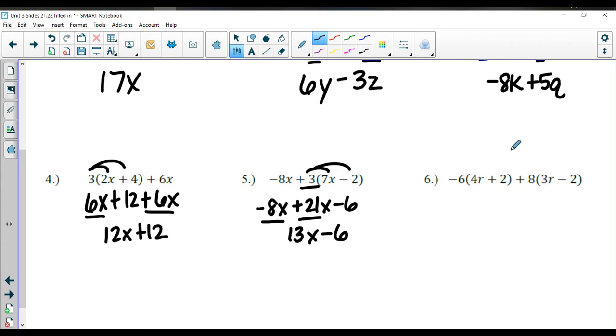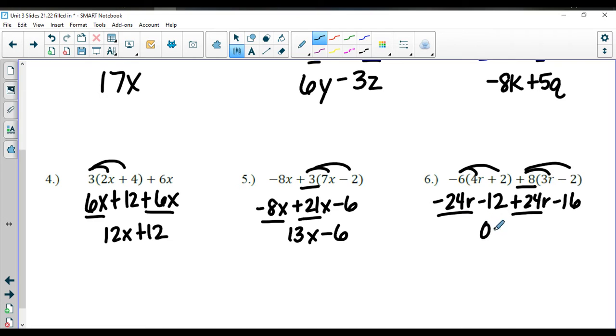minus 6. In the last example, we're going to distribute the negative 6 first, which will give us negative 24r minus 12. Then we'll distribute the positive 8, which will give us plus 24r minus 16. So we're going to combine the r's together, which will give us 0r. We have a negative 12 and a negative 16, which will give us negative 28. Best answer here would just be a negative 28 because we would not include 0r.